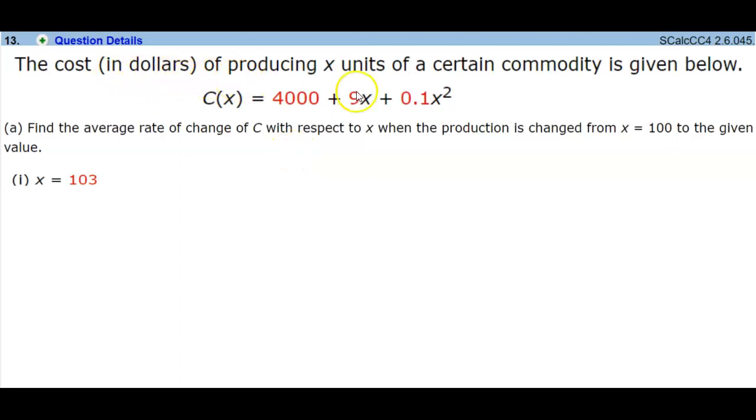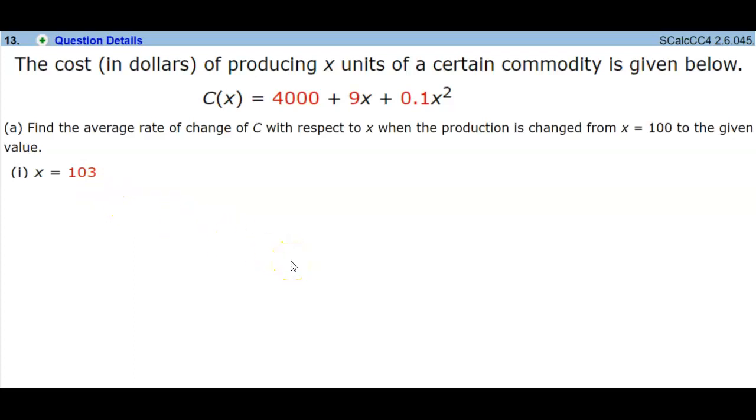The cost in dollars of producing X units of a certain commodity is given below. We have C of X, which is equal to 4,000 plus 9X plus 0.1X squared. For part A, we want to find the average rate of change of C with respect to X when the production is changed from X equals 100 to the given value. So the given value of the first one is X is equal to 103.